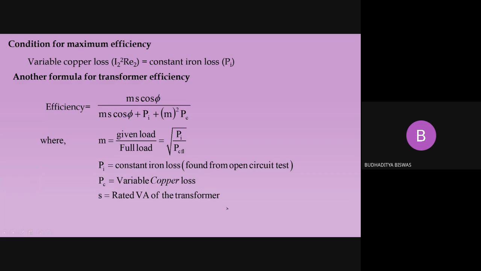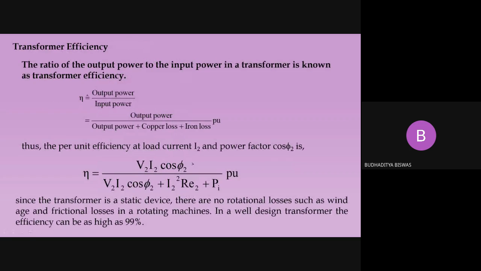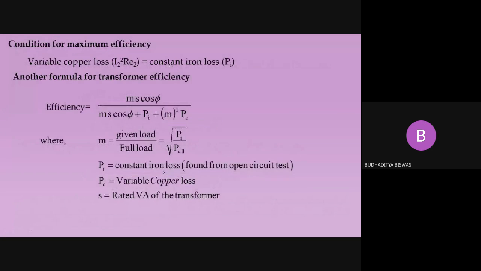S is called the rated VA of the transformer. Later we will cover what the rated VA is and what the open circuit test of the transformer is. But at this moment, just remember this is another formula. Sometimes in numerical examples, the data are not given in terms of voltage, current and cos phi, rather they give the data in that fashion. At that time, you need to use that formula to find the efficiency of the transformer.